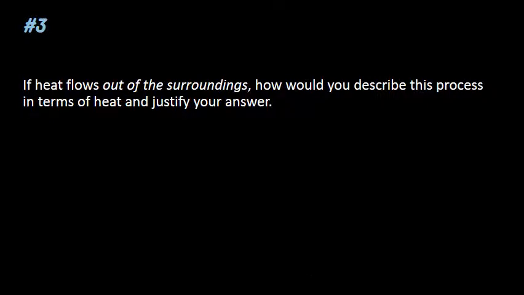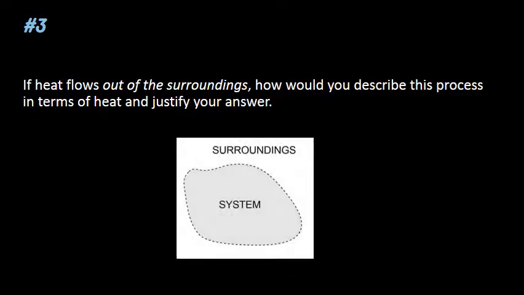If heat flows out of the surroundings, how would you describe this? In other words, is it exothermic or endothermic? And then justify your answer. Well, I would start off by drawing a picture showing both the system and the surroundings. And then we need an arrow. Heat flows out of the surroundings. That means if it's going out of the surroundings, it's going into the system. That means this process is endothermic.